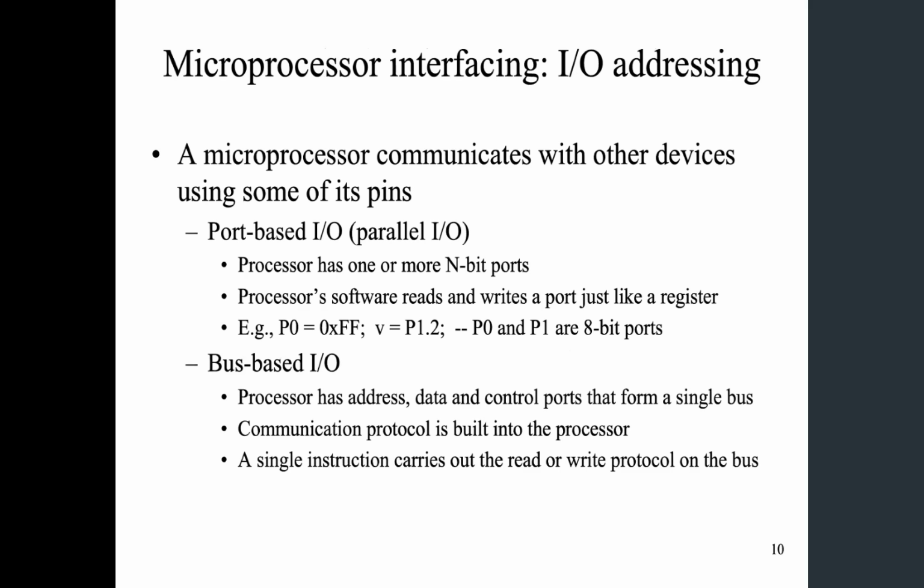Okay, next we're going to talk about I/O addressing. I/O addressing is for the microprocessor to communicate with other devices using some of its pins. And we're going to be looking at port-based and bus-based. So port-based I/O, or parallel I/O, is when the processor has one or more n-bit ports.